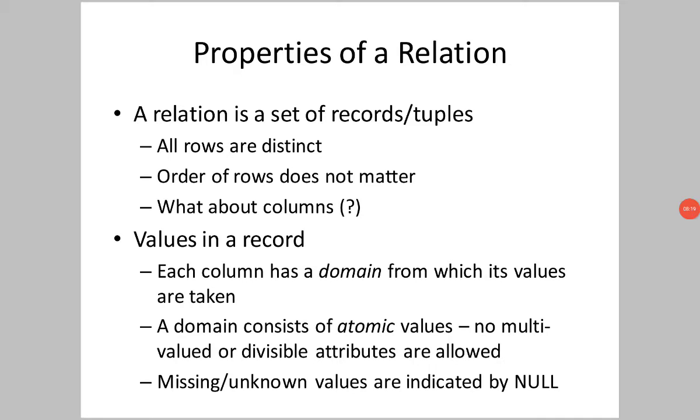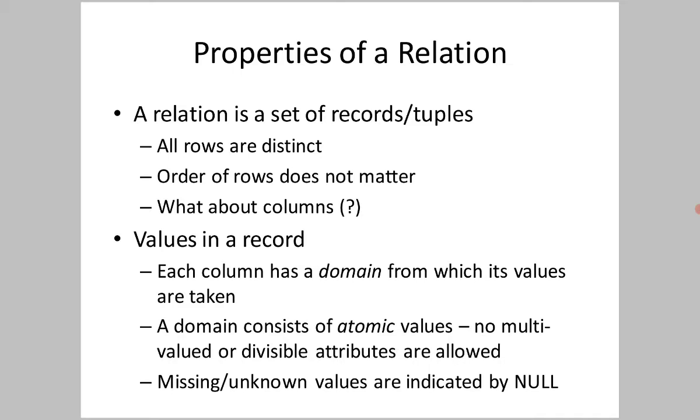So what are the properties of a relation? A relation is a set of records or tuples. Means a relation is nothing but a collection of records or tuples. All rows are distinct. Order of rows doesn't matter. What about the columns? Generally all the rows or records are not arranged in a proper order, so the order of rows does not matter, and the same for values in a record.